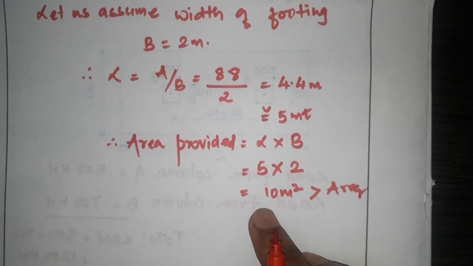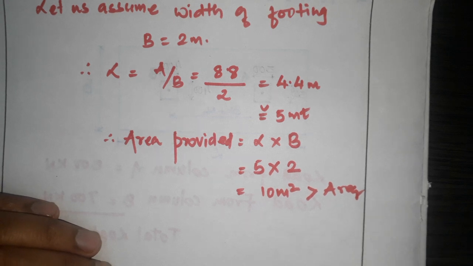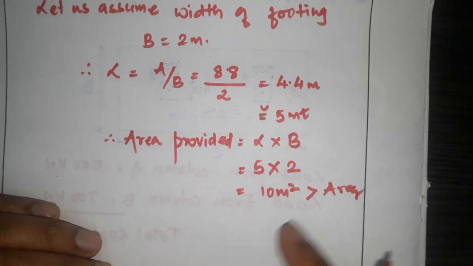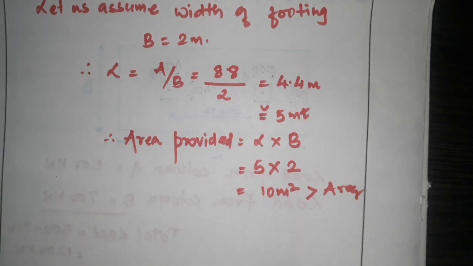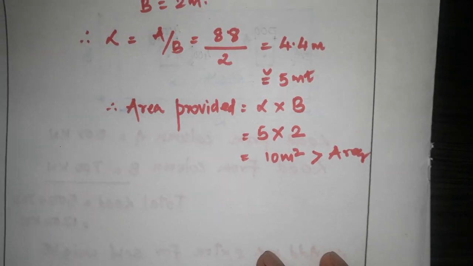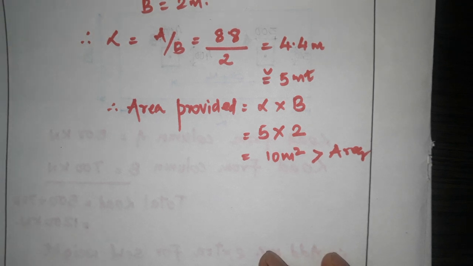Now the important thing is, we have to adjust the dimensions of the footing. We have already got the dimensions of the footing, but we have to locate the size of the footing with respect to column A and column B. So there is one important thing you have to keep in your mind. What is that? I'll just note it down here.